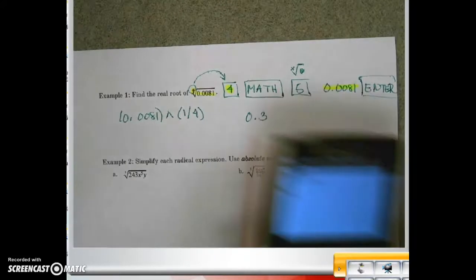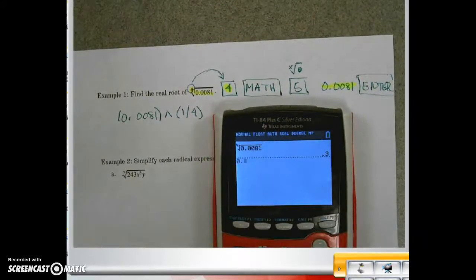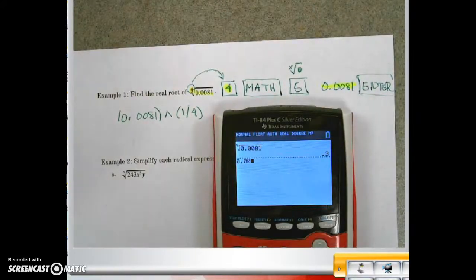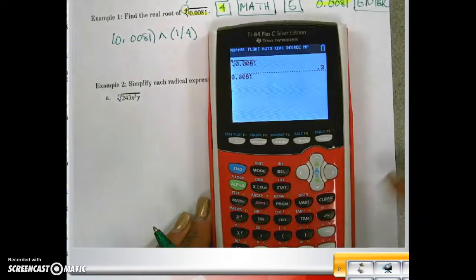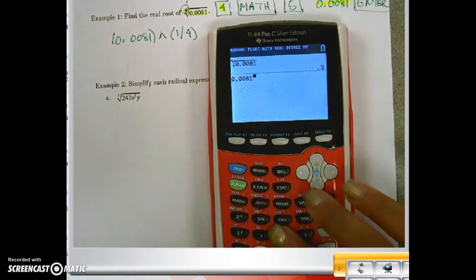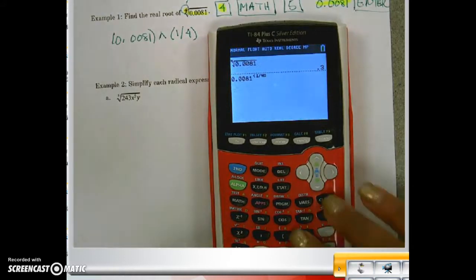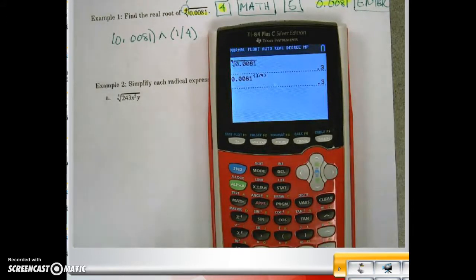So with that, it'd be 0.0081, and then your caret button is right here, and then parentheses 1 divided by 4. 0.3. There you go.